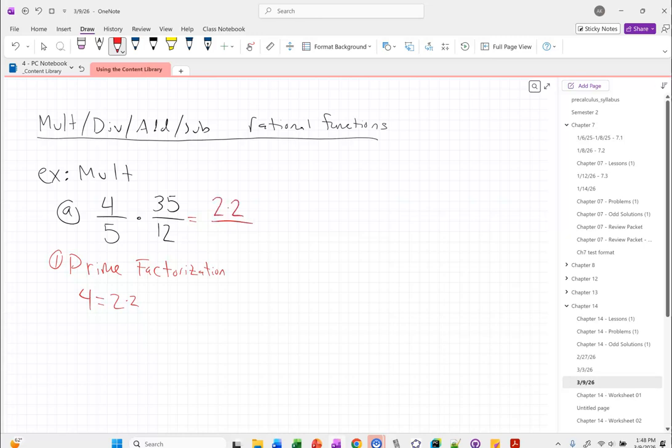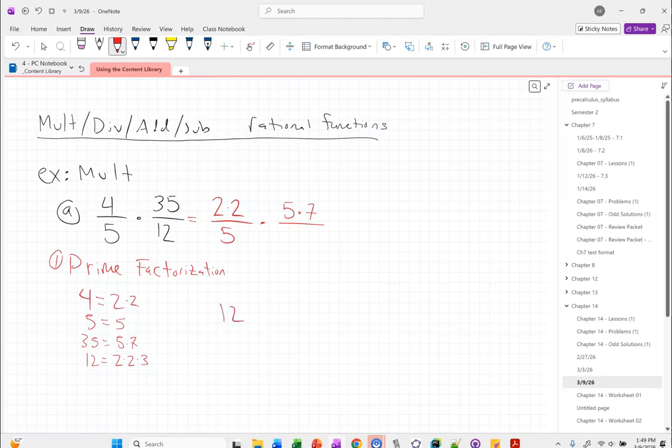What's the prime factorization of 5? Just 5. It's already a prime number, so there's nothing to do there. How about 35? 5 times 7. And then 12. 4 and 3. Well, 4 is not prime. 2 and 6, but 6 isn't prime. Prime means it's not divisible by anything other than one and itself. So 2 times 2 times 3.